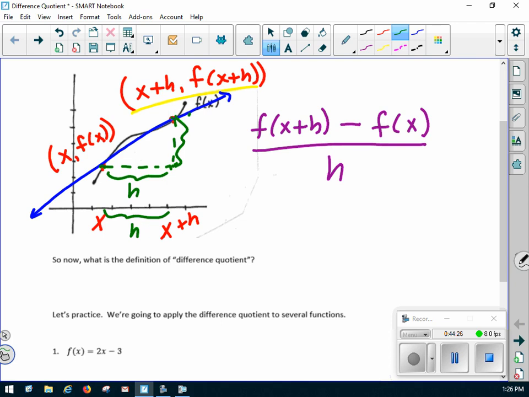Now, we found the slope. Well, what in the world did we find the slope of? A line. But that line is special. That line is special, and I lost it. I got to get it back.